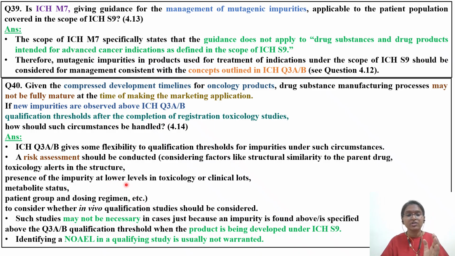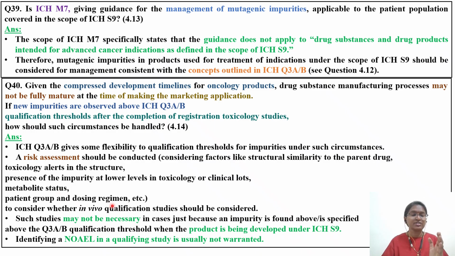Then the presence of the impurity at lower levels in toxicology or clinical lots. So if we are able to justify, stating that whatever the phase 1 or phase 2 trials we are doing, the batch which was used for these trials contains a lesser percentage of impurity when compared to the current commercial batch. Then metabolite status: is the impurity similar to any metabolite which is formed, or what is the percentage that you have to see?